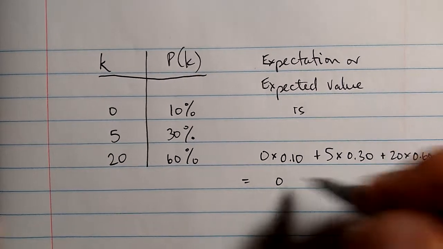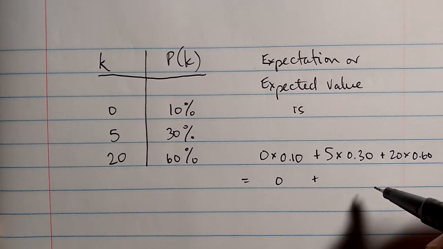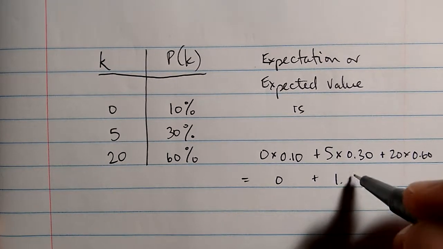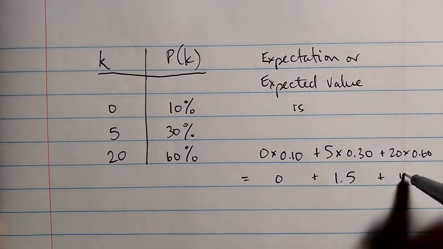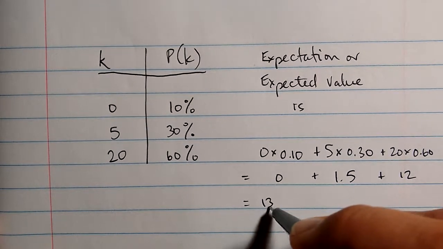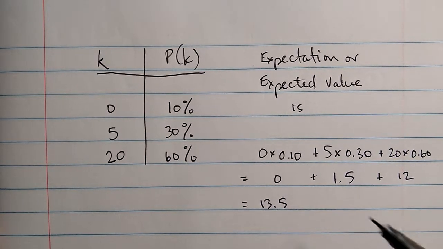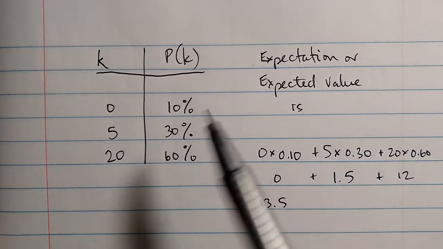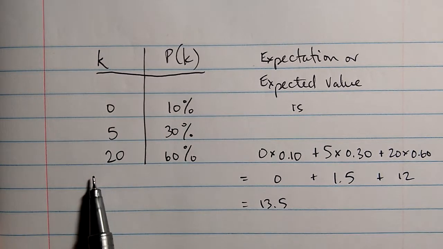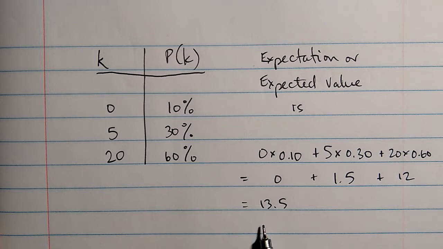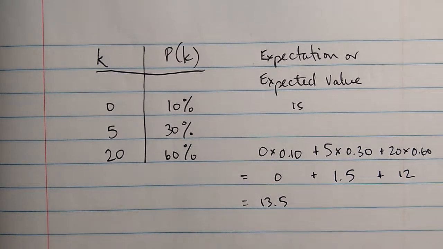And last we have 20 occurs 60% of the time. Adding these up, we get 0, and 5 times 30% is 1.5. And 20 times 60%, that's 12. So the average value for this experiment is 13.5. And we don't even know what this is really about, but if these are the real probabilities that these values occur, this is the average value that you would expect to have occur.